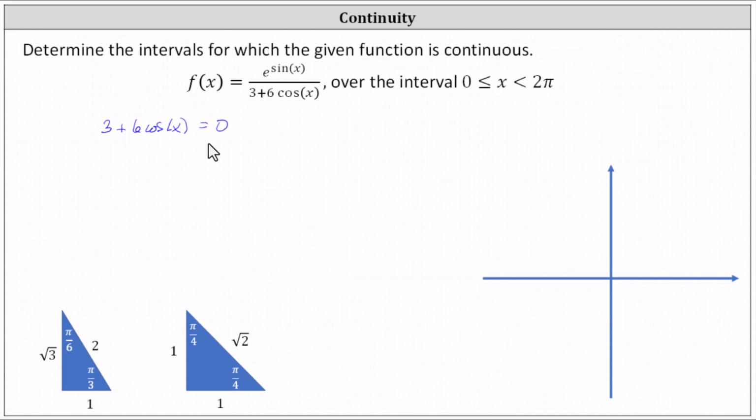For the first step, we'll subtract 3 on both sides, which gives us 6 cosine x equals -3. Next, divide both sides by 6. Simplifying, we have cosine x equals -1/2. Now we could stop here and find the values of x or the angles in the given interval where the cosine function value is -1/2, or we can continue and take the inverse cosine on both sides. I'm going to go ahead and take the inverse cosine on both sides.